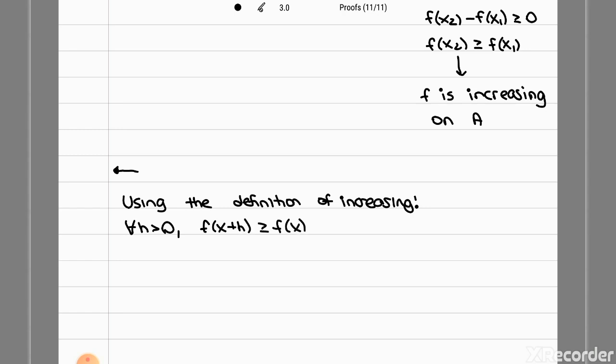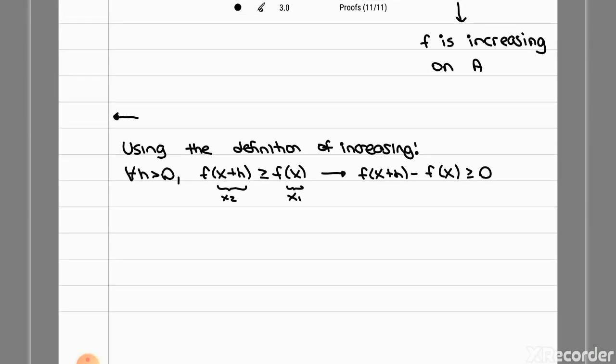So x is just your starting point, and x plus h is a little bit more to the right. So this is basically your x2, and this is your x1 here. It's just slightly different notation. And so if we rewrite this, if we bring everything to the left, we're saying that f of x plus h minus f of x is bigger or equal to 0.